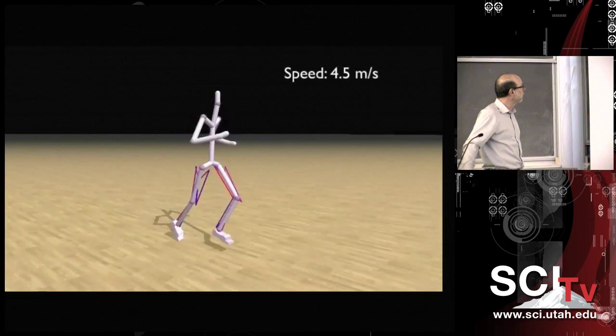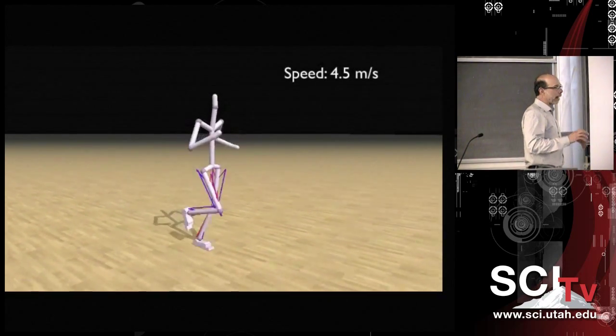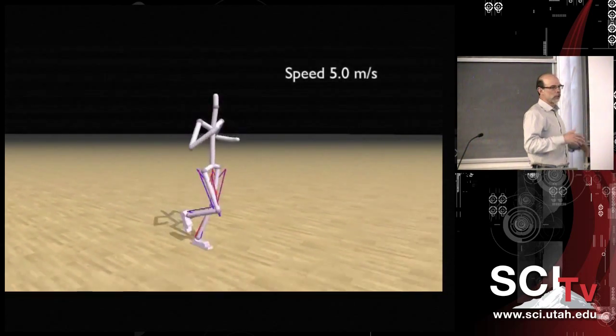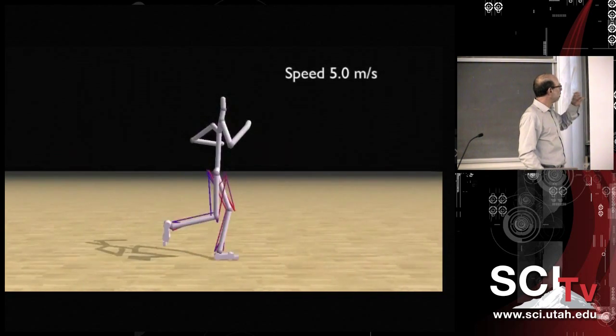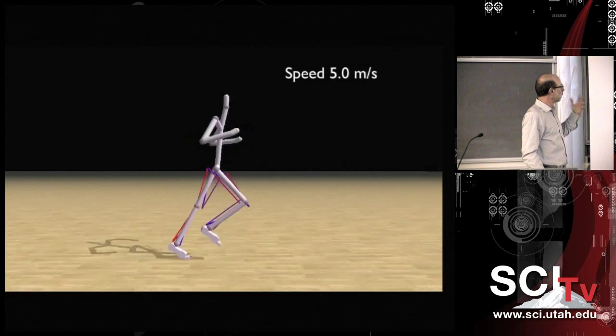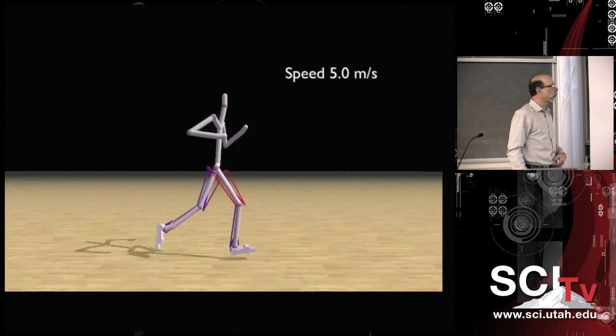And like I said, the patterns of joint angles, we collect data, obviously, so we can compare. We don't use the data to generate this, but the joint angles and joint moments and patterns of excitation are quite natural.